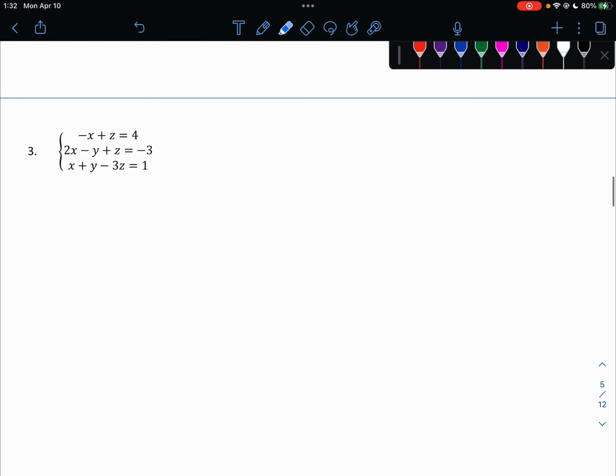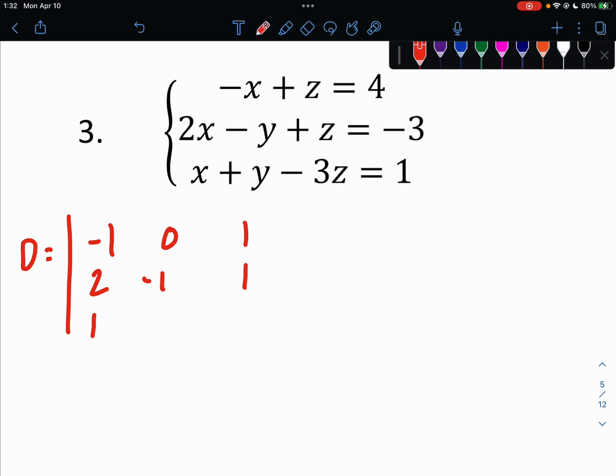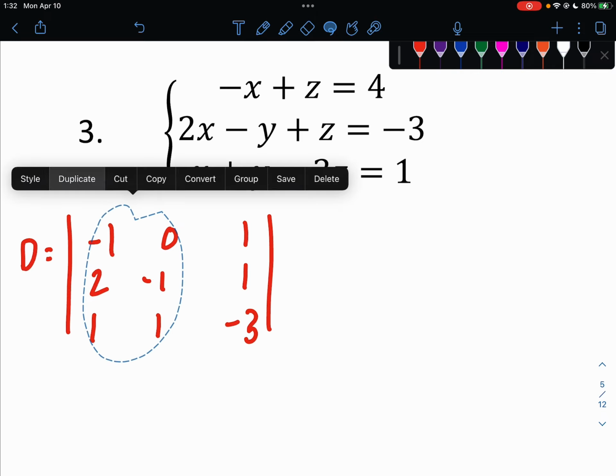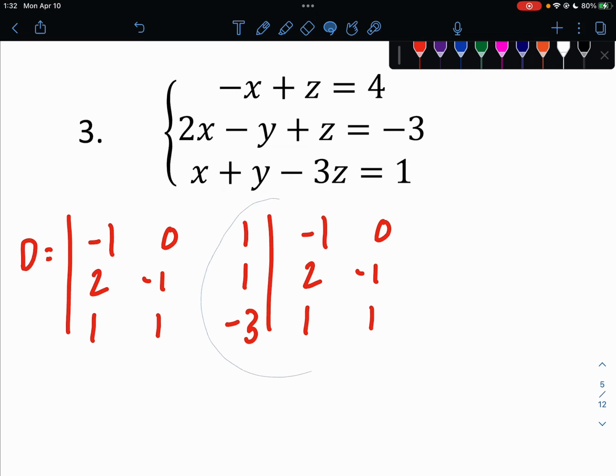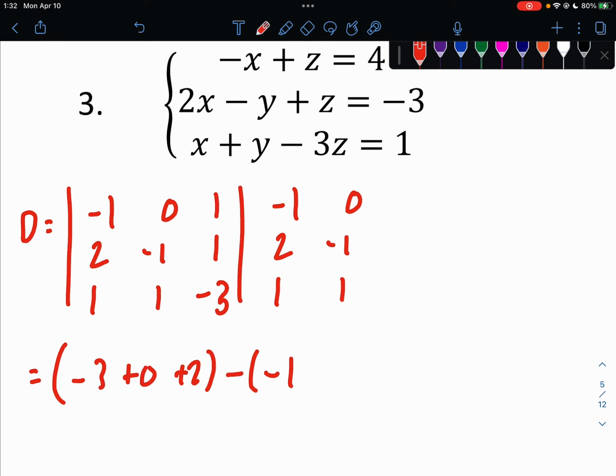So let's take a look at this one. So let's start with our original D matrix. That's going to be negative 1, 0, 1, 2, negative 1, 1, and 1, 1, negative 3. Now remember, to find a determinant of a 3-dimensional matrix, we take these and plop them outside there. So that's going to be negative 3 plus 0 plus 2 minus negative 1 minus 1 plus 0, which is negative 1 minus negative 2, which is negative 1 plus 2, or 1.